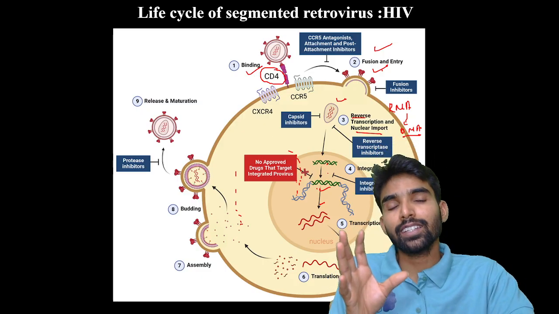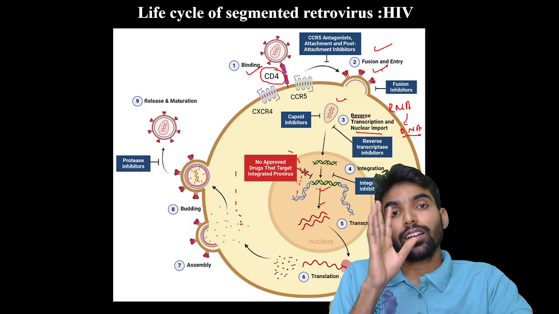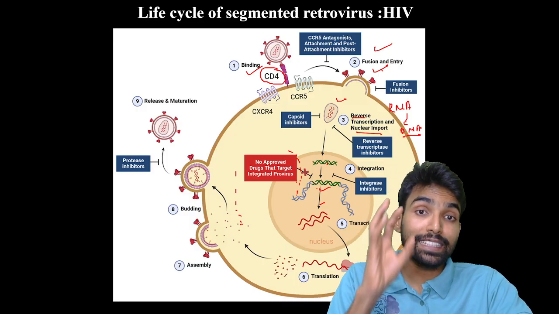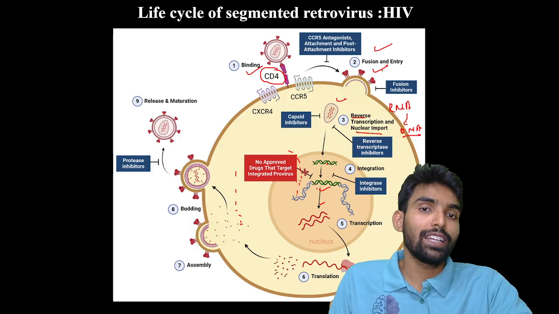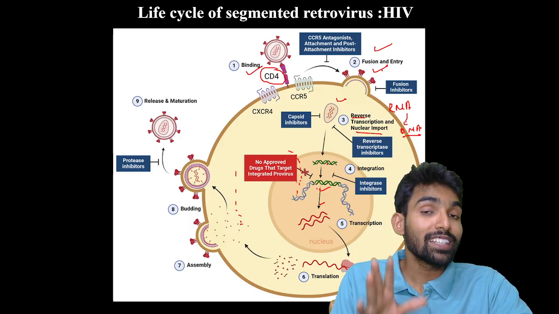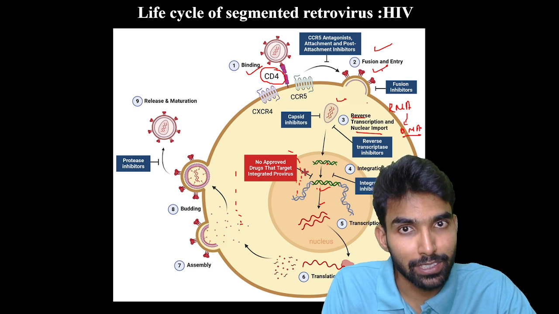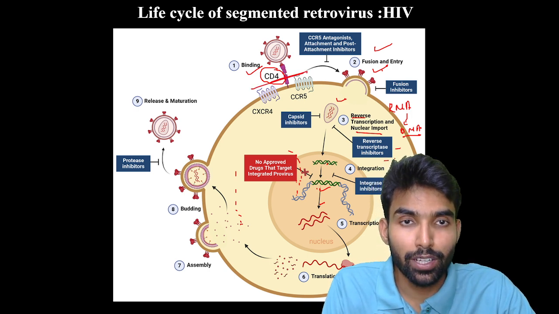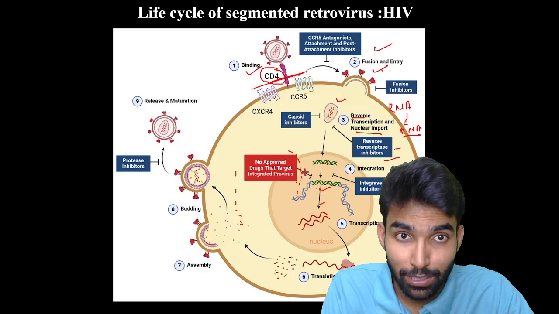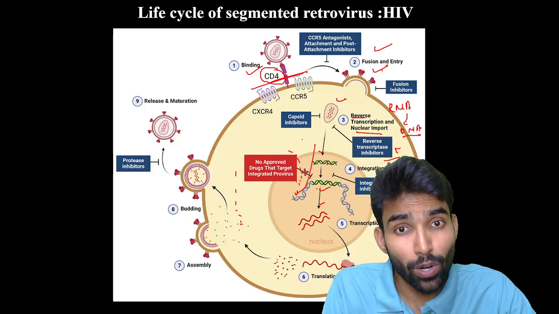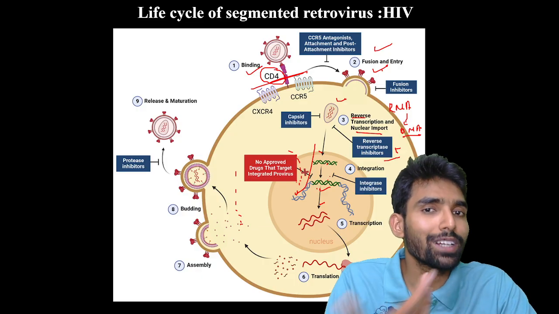The special thing here is it makes DNA from the RNA, and it will be integrated into the host genome. Clearing this is quite impossible. That's why in each step you can inhibit the attachment, you can inhibit the fusion, you can add a reverse transcriptase inhibitor, but there is no approved drug that targets the integration. So once it's integrated, how can you eliminate this?